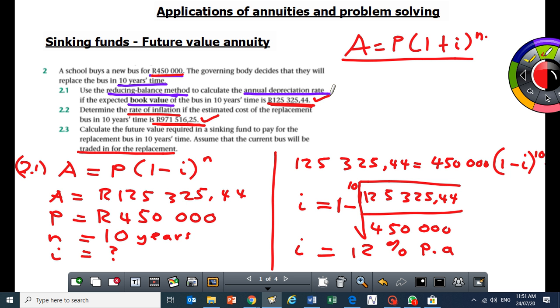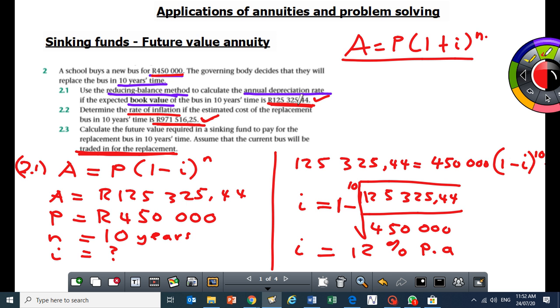That old bus is going to be traded in. Okay, it's going to be traded in. By traded in, it means it will lower the cost of buying the new asset because you already have another one which is old, but you can get some money or a percentage out of it when you sell it. So they'll trade in the old bus and get that. So 2.3, the future value is going to be the difference between this one and that one.